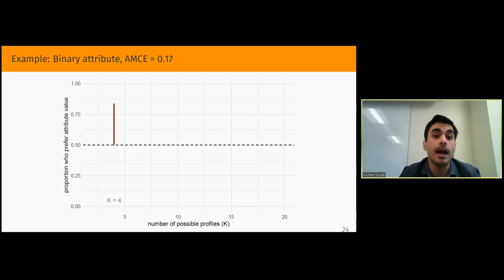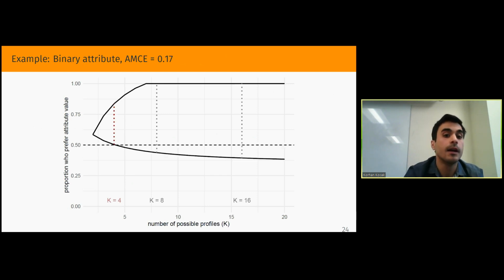If we had an AMCE that's as large as 0.17, then we know that for the smallest possible conjoint experiment with 4 possible profiles, we have captured the majority preference. Then we know that a majority of people prefer this attribute. But if we had more profiles, then again, the lower bound crosses this threshold of 0.5, and we're in this world where we don't know if we're talking about a majority or a minority preference.